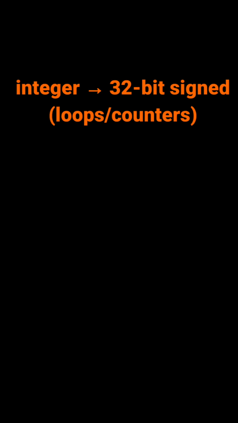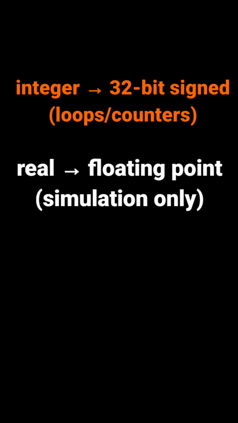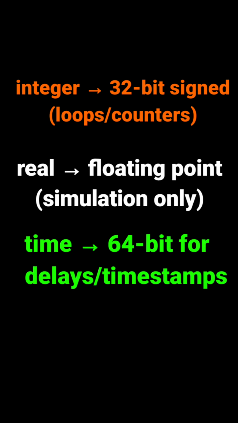And other types are integer, which is basically 32-bit signed, which is useful for loops and counters in a test bench. Now next is real, which is basically floating point, which is used in simulation only. And next is time, which is 64-bit and is used for delays and time stamps.